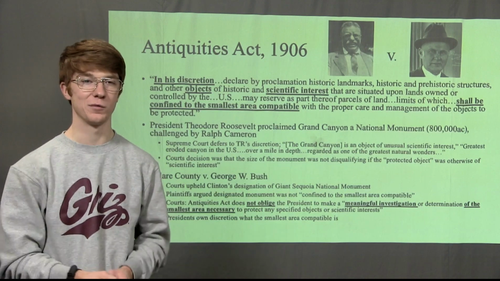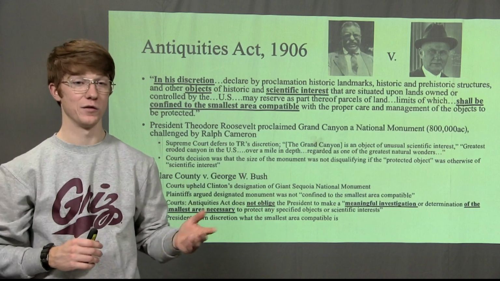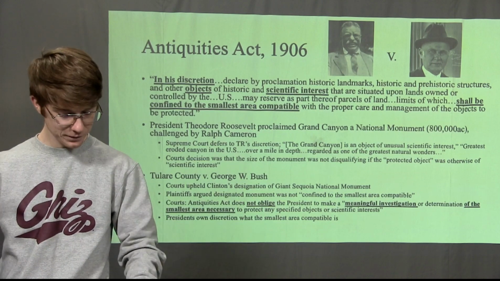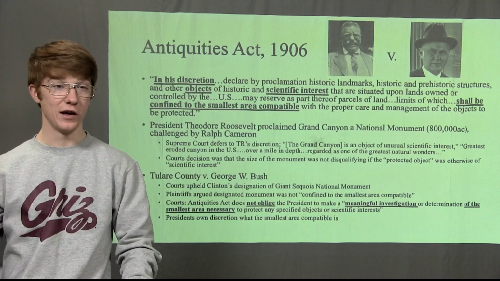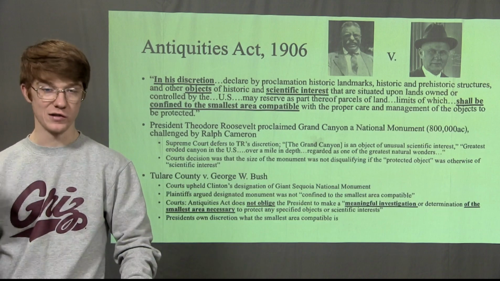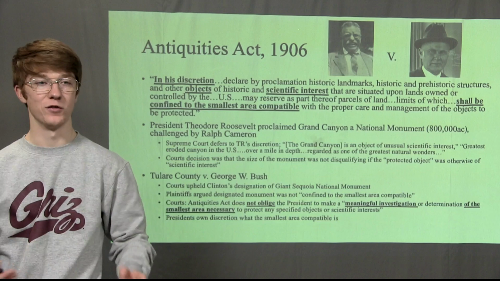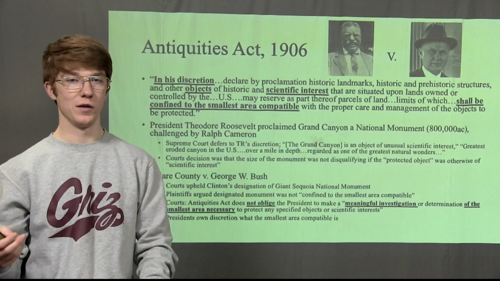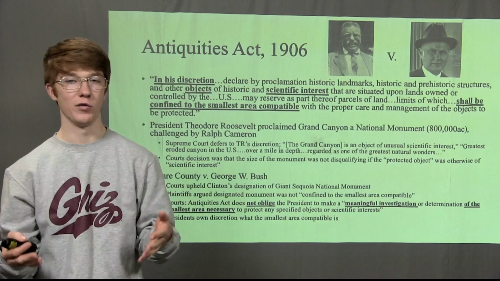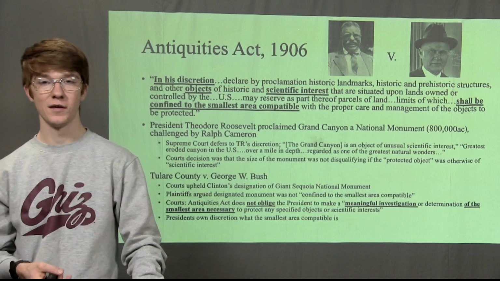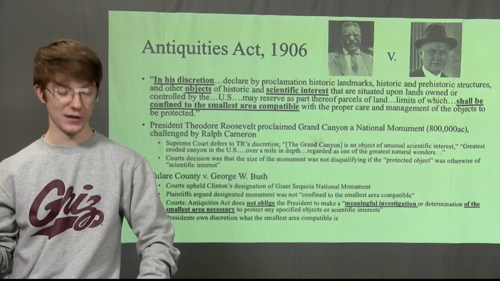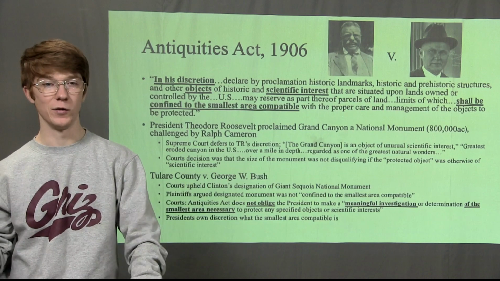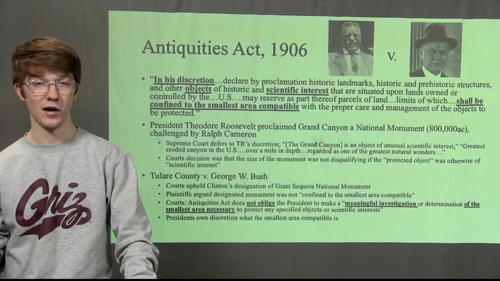I can't remember the full details of how he ended up in the Supreme Court, but he challenges Theodore Roosevelt's proclamation of the Grand Canyon, and the Supreme Court comes to Theodore's back on this one. The courts found that the Grand Canyon is an object of unusual scientific interest, and they give some description of it: the greatest eroded canyon in the U.S., over a mile deep, regarded as one of the greatest natural wonders. So they find that Theodore Roosevelt was in the right in proclaiming this a national monument, because it falls within that object of scientific interest. They didn't even really address the size of it. They determined that the size of the monument wasn't disqualifying if the protected object was of scientific interest. So if it met that other criteria, then the size is not important.